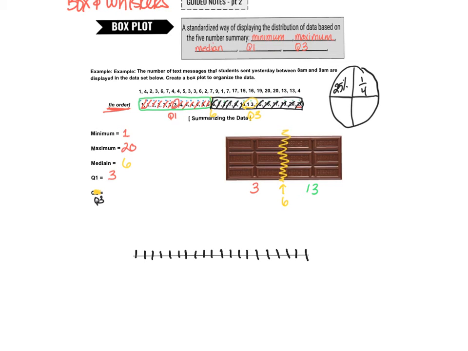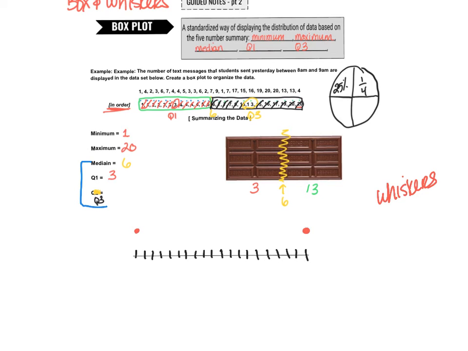We're going to go ahead and plot our minimum and our maximum. So our minimum is 1, and we're going to do so above the number line. And our maximum value is 20. So those are what we call the whiskers. So the minimum and the maximum start the whiskers. The box is created by these 3 values.